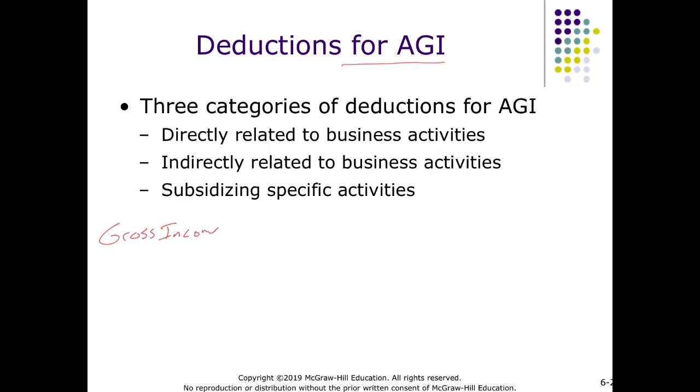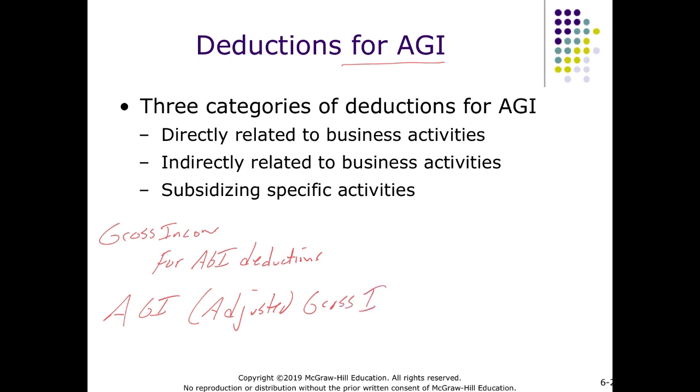We start with gross income, and then we have 4 AGI deductions, and then we get to our AGI, which remember is our adjusted gross income. Okay? So these 4 AGI deductions, okay, are really, really important to us.